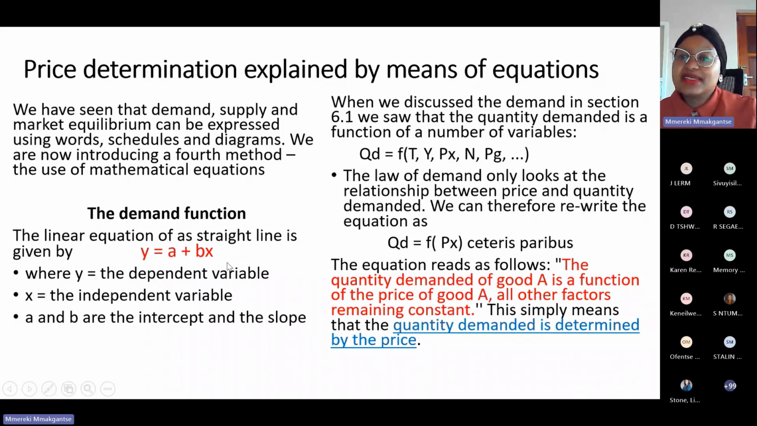When we discussed the demand section in 6.1, we saw that quantity demanded is a function of a number of variables. If you don't remember them, go back to your class because it was explained in detail. The law of demand only looks at the relationship between price and quantity demanded. Therefore, we can rewrite the equation as QD, quantity demanded, is a function of P, price, ceteris paribus.